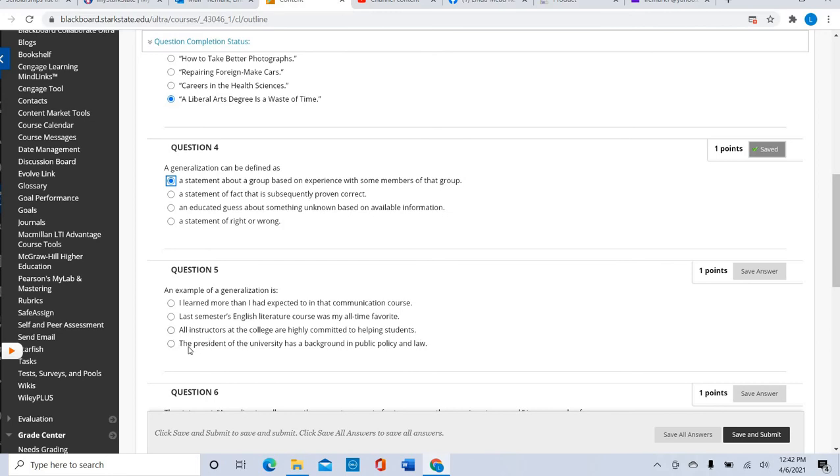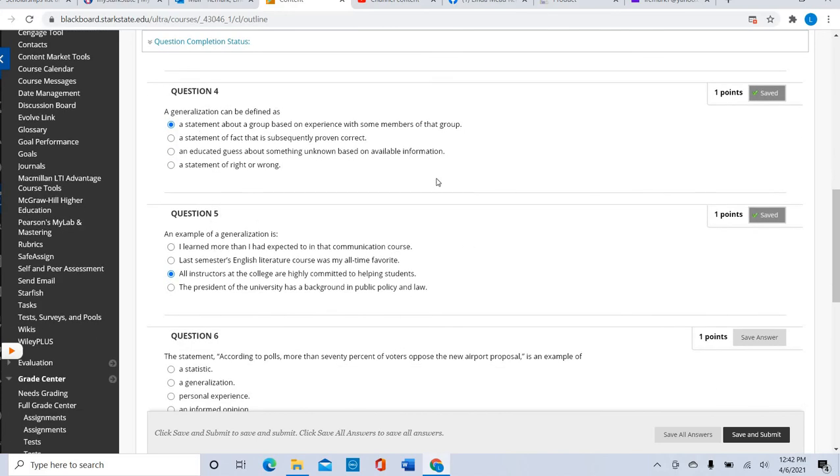The president of the university has a background in... This is the only one that groups a group of people together. Generalizations are those things like all women, all men, all teachers, all scientists, when you try to make a statement just because you happen to know a couple of people that fit in that group. But there's no way you could possibly know every woman, every teacher, every scientist. So it's a statement just based on your small experience with a group of people. So that's questions 4 and 5.